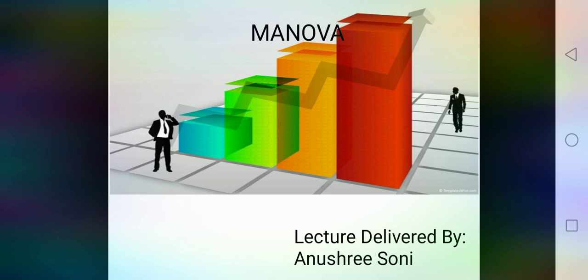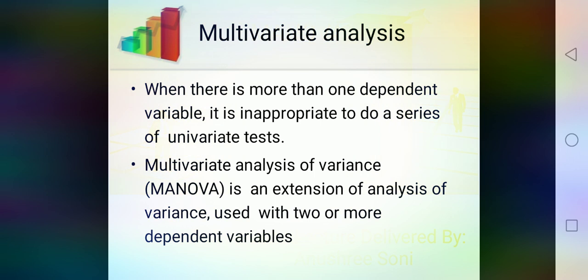So let's see what MANOVA is. MANOVA is used to test the significance of effects of one or more independent variables on two or more dependent variables. When there is more than one dependent variable, it is inappropriate to do a series of univariate tests. When dependent variables are more than two, then we will go for a multivariate test.